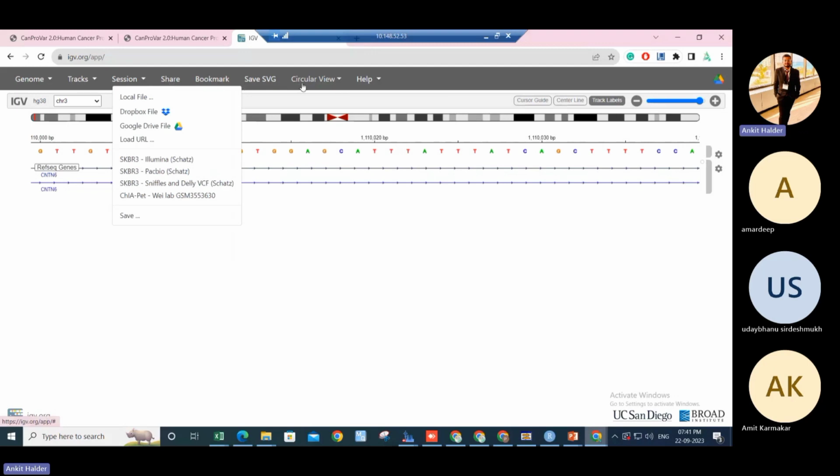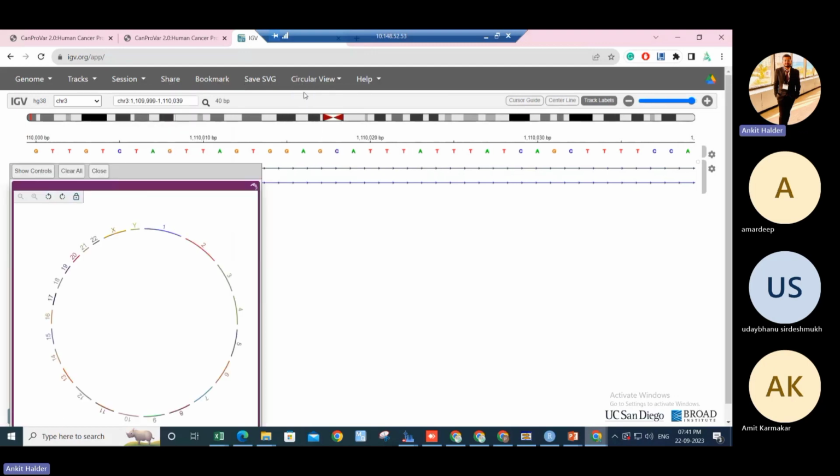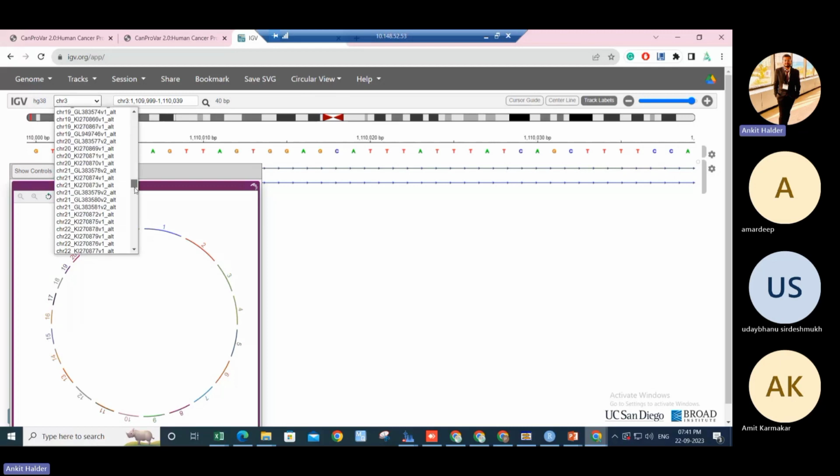So this is in the circular view also. If you want to visualize your genomic sequences, you can do so. You can change it, you can go to any of the chromosomes you like. If you want to find any particular mutation, you can easily go and do it. It's very easy-to-use software, and very useful specifically to check and identify your variants when you are using this tool. So you can definitely go and find the variants.